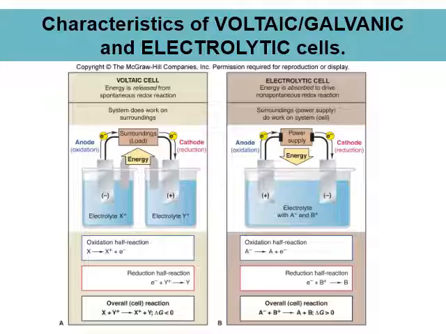Okay, so we go a bit on the characteristics of voltaic or galvanic versus electrolytic cell. So if you look at the voltaic cell, basically you just have the anode for oxidation, the cathode for reduction. Same goes to this. Electrons flow from anode to cathode, same goes to this.